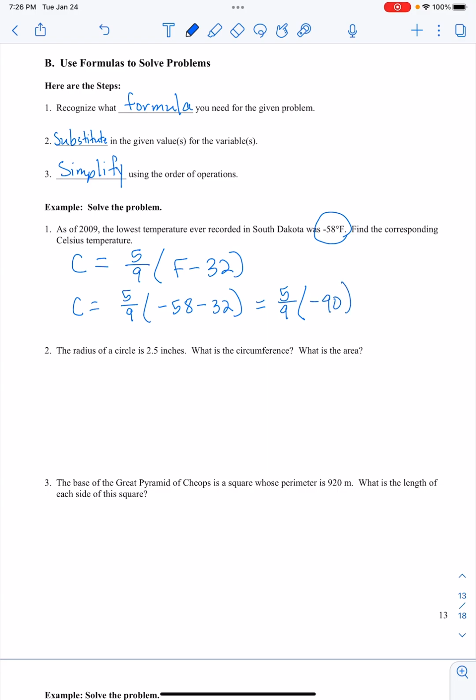If it helps, negative 90 can be thought of as sitting over 1. And now we're multiplying fractions, so we look to reduce first. So 9 in the denominator and 90 in the numerator, both are divisible by 9. So 9 divided by itself is 1, and 90 divided by 9 is 10. We're going to multiply straight across, so 5 times negative 10 is negative 50, and we've now found C. So this would be labeled in degrees Celsius.